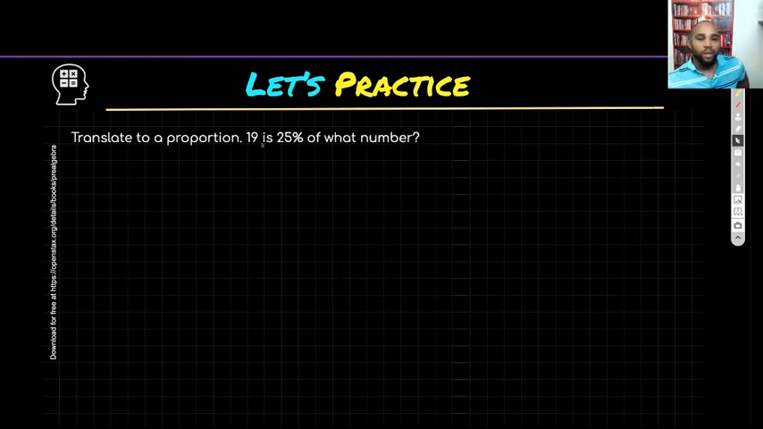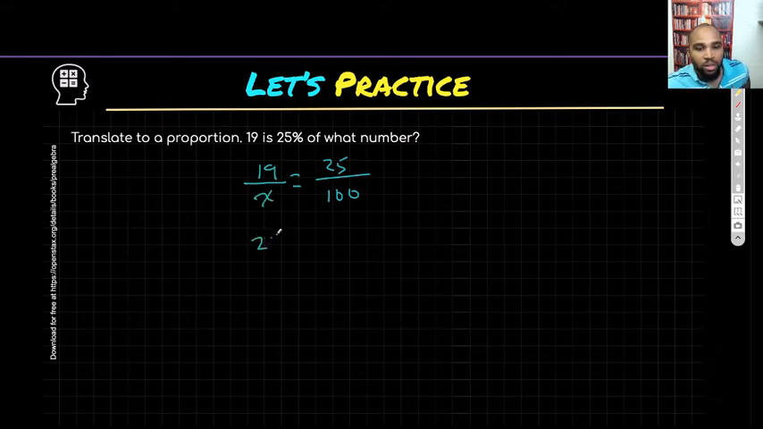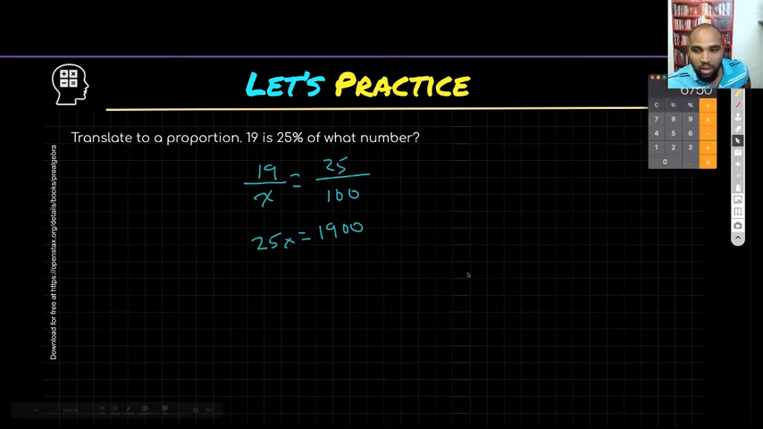All right, another problem. 19 is 25% of what number? So the setup is the part that's most crucial. 25%. 19 is of what number? So we're trying to figure out of what number. This is 25x. 19 times 100 is 1900. We're going to solve this by doing 1900 divided by 25. And we get 76.